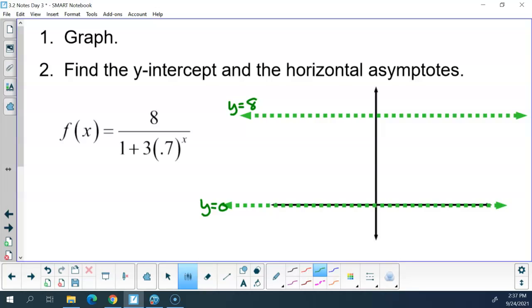How do I figure out the y-intercept? Exactly. In any function, you will find the y-intercept by plugging 0 in for x. So 0.7 to the 0 power is 1, right? 1 times 3 is 3, plus 1 is 4. 8 divided by 4 is 2. So my y-intercept is at 0, comma, 2. So my logistic function is going to come through here, come up, level up.